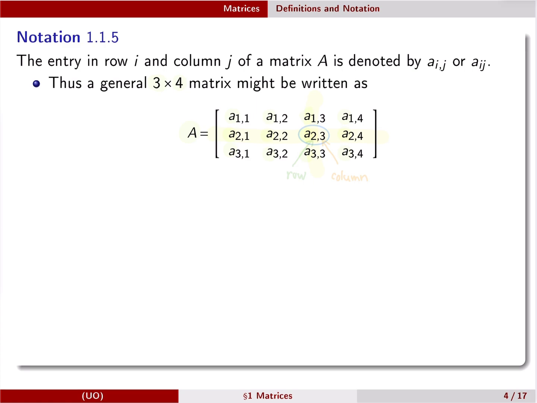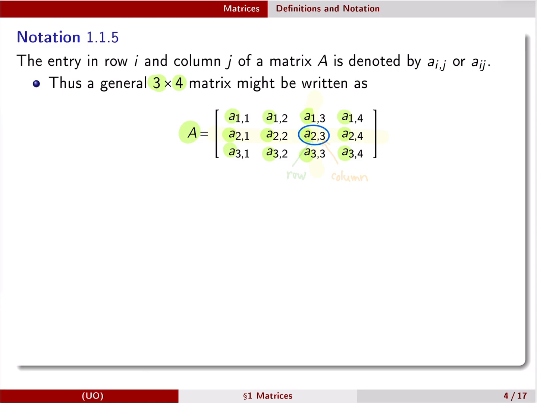For example, if we want to talk about a general 3 by 4 matrix, we would use the following notation. So we use a big capital letter for A, and if you look at all the entries in this matrix, I'm using a lowercase a for every single entry, but I'm using the subindex to really locate which entry I'm talking about. For example, if I want to talk about the entry on the second row, third column, I'm talking about the entry where the subindex is 2 3.